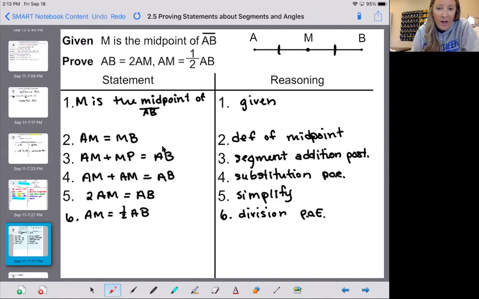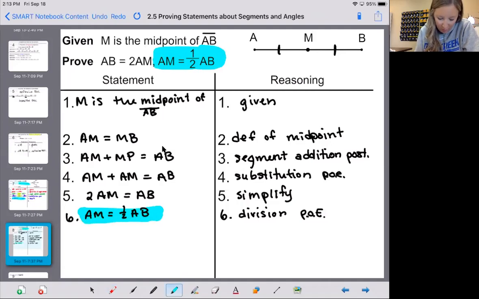From there, I was trying to get AM by itself. And so to get AM by itself, I divided both sides by 2. If I divide this by 2, that's the same thing as having a 1/2 in the front. And of course, if I divide both sides by 2, that is the division property. So if you look here, I have this matching up with here. It asked me to prove one or the other. So it looks like I'm good to go.